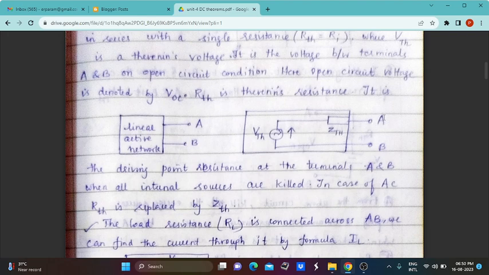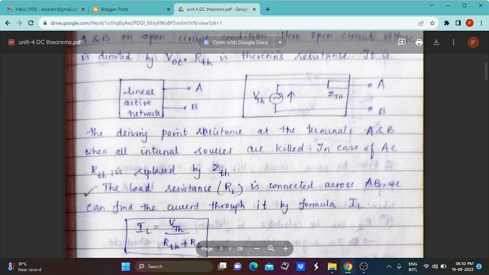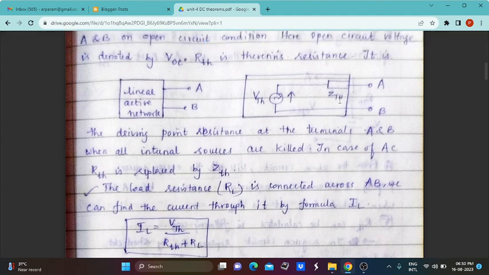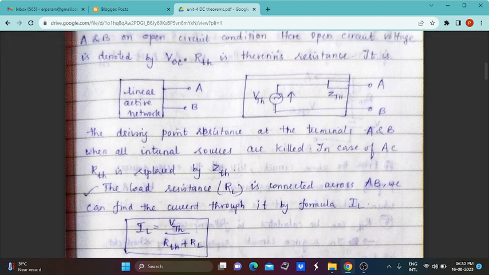So these are the two terminals A and B. Now, the driving point resistance at the terminals A and B when all internal sources are killed. So if you want to find the ZTH or RTH, Thevenin's resistance, however many sources there are, it may be a voltage source or current source, we have to kill all the sources. When the voltage source is there, we just kill or remove this voltage source and short circuit this particular area, and finally we can find this RTH or ZTH.